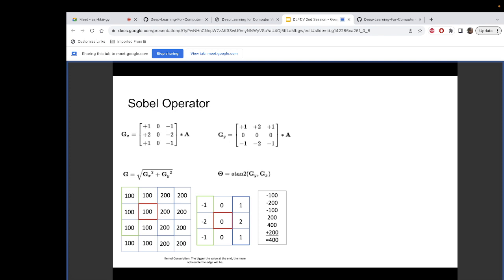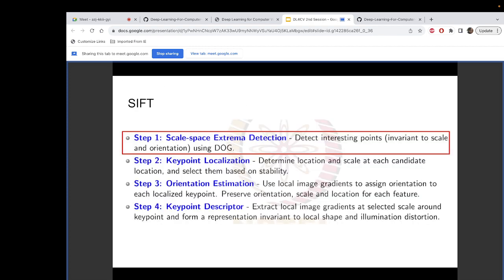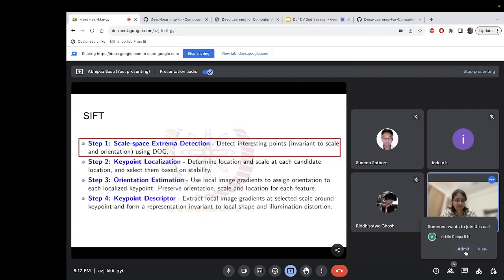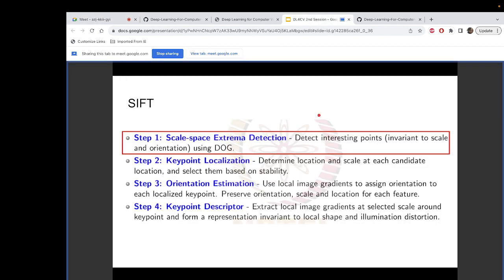So out of all these operators, the Canny edge detector is probably the most popular one. So right after we complete the slides, we will go through the Canny operator and we will go through the code of it. Right. Now we will also revise SIFT a little bit.